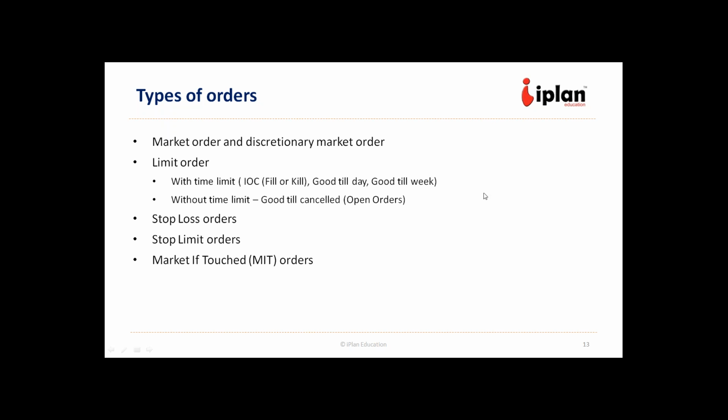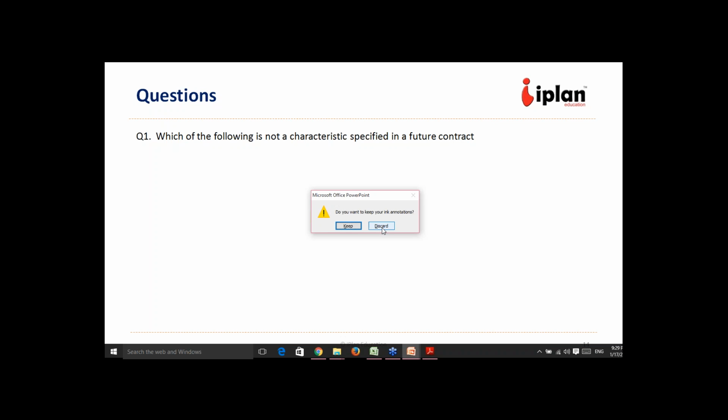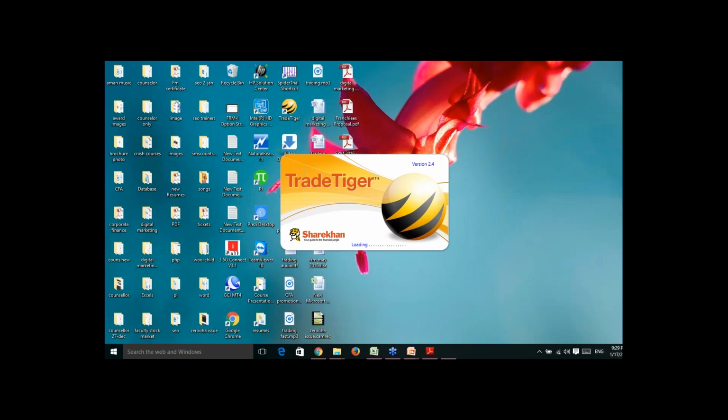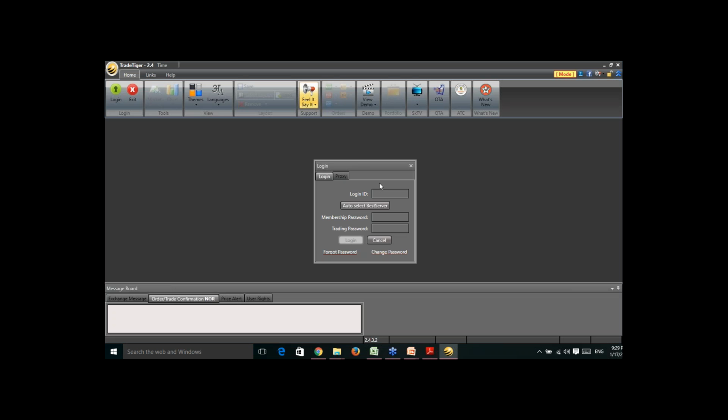Let's take a live example of how we take a stop loss order. So I get into one of my trading accounts. My broker is Sherkhan. It's okay, it's good. You can open an account with anybody, there are many.